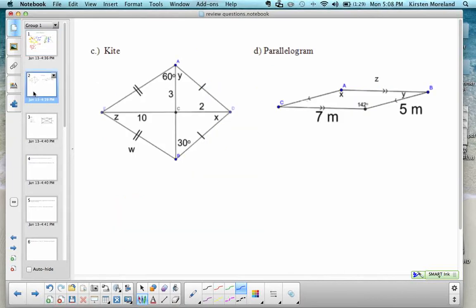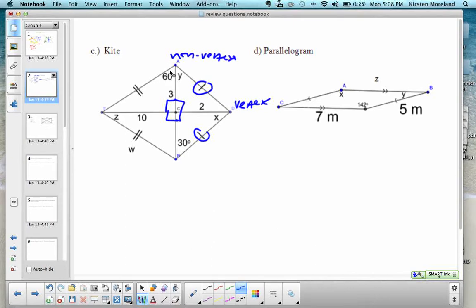Now we're going to move on to the kite and the parallelogram. So a kite, we know lots of things about a kite. The first thing you always want to do on a kite is mark that the diagonals are 90, just like a square and a rhombus. Next thing you want to look at is the non-vertex angles. So where the two congruent sides meet, this is called the vertex angles. This would be a non-vertex angle.